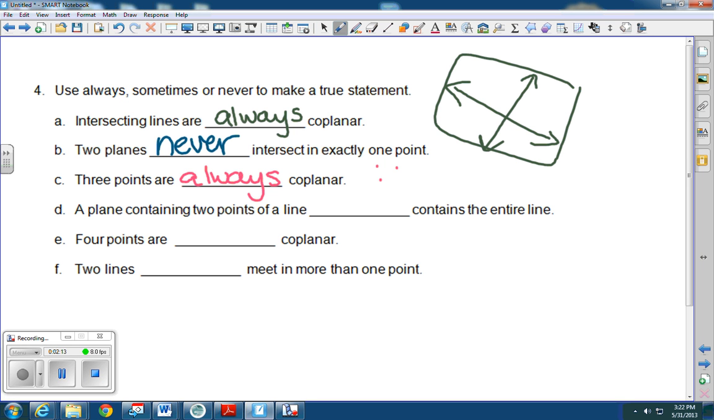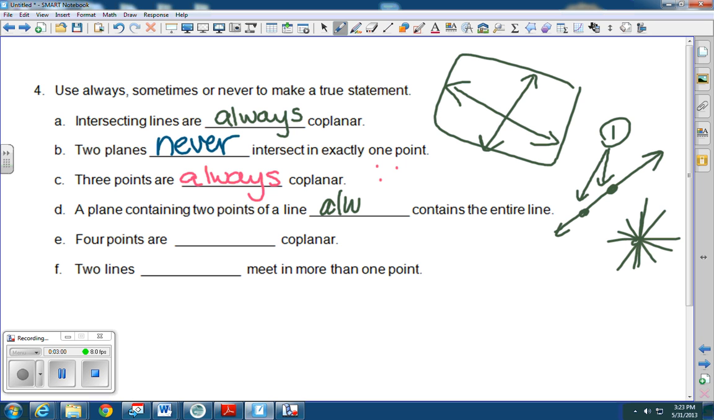A plane containing 2 points of a line blank contains the entire line. Well, if you've captured 2 points on a line, that's actually another one of our postulates. It takes 2 points to define a unique line. So if you've gotten 2 points of a line, you have them all because you've defined a specific line. Whereas if you only have 1 point, you've got all sorts of lines. I could draw a million lines. But how many lines could I draw through 2 points? I could only draw 1 line. So if you've got 2 points of a line, you've got the whole line. So this one is always.